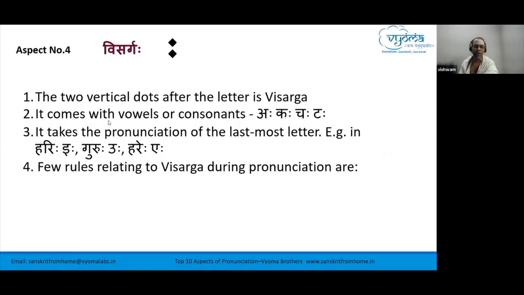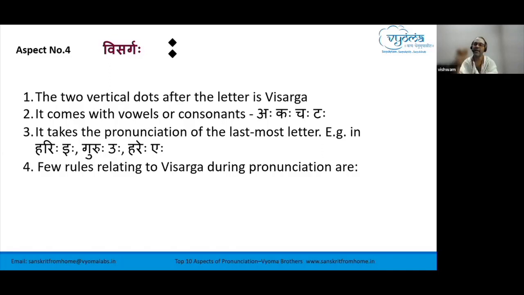So what happens is, these two dots are like a patika, a gem you have seen, which takes the color of whatever it is sitting on. Like this, these two dots take the pronunciation of the last letter. In Hari, we said E last, so it will become Ihi. In Guru, it will become Uhu. In Hare, it will become Ehe. Like this. So we have to remember this.